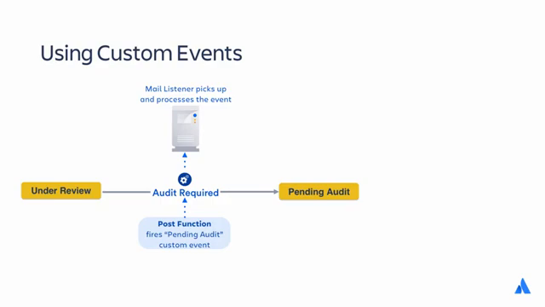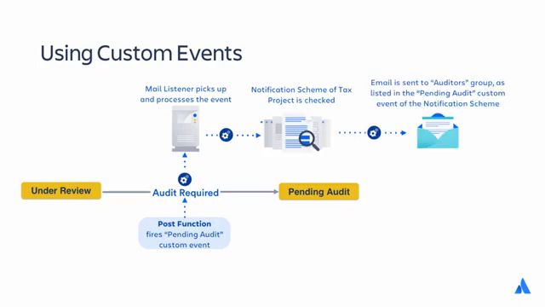Here is how the process works. First, the mail listener picks up and processes the event. Then the notification scheme of the tax project is checked. Finally, an email is sent to the auditors group, as listed in the Pending Audit custom event of the notification scheme. It's worth noting that there is one more important step not pictured here.